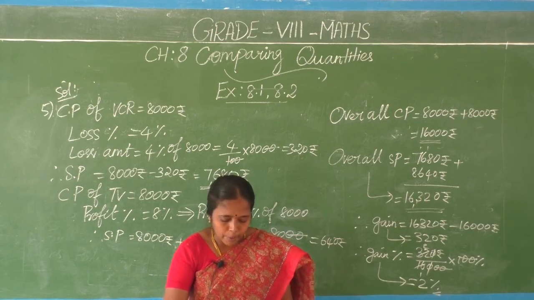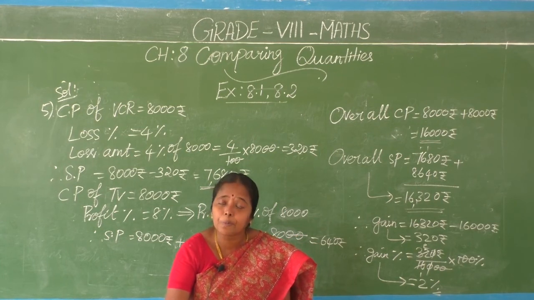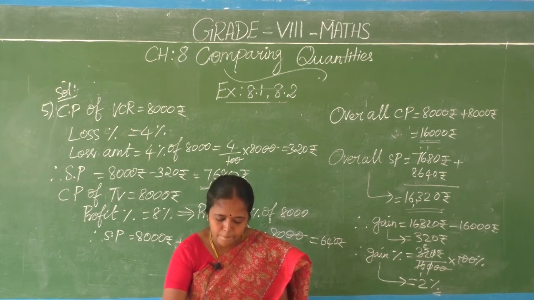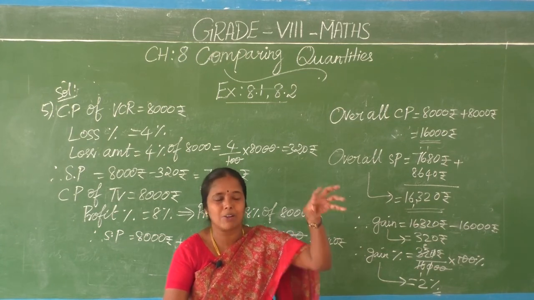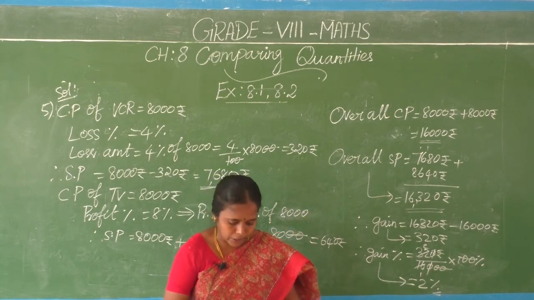So what is given here? I purchased a hair dryer for 5,400 rupees including 8% of VAT. That means find the price before VAT was added. Before VAT was included, what was the cost of the item? That we have to find out.